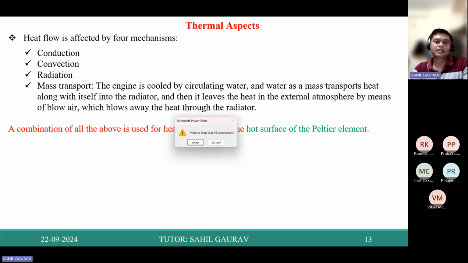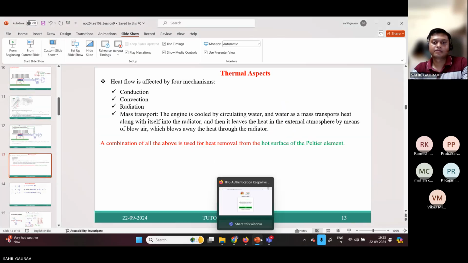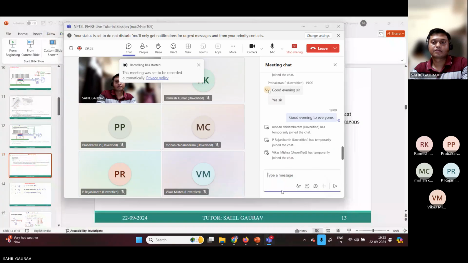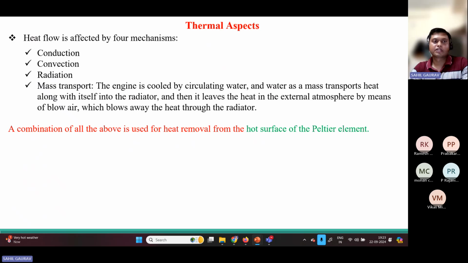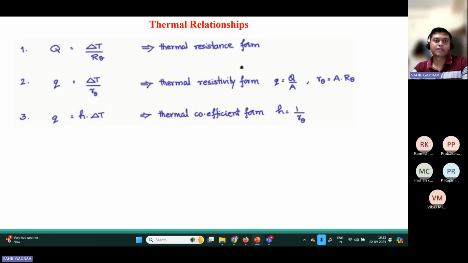Now coming to the next part, the thermal aspects. Heat flow is affected by four mechanisms: conduction, convection, radiation, and mass transport. We will see a little bit about all of them, and a combination of all of the above is used for heat removal from the hot surface of the Peltier element. We will see all these mechanisms briefly, and we will solve some problems based on that.